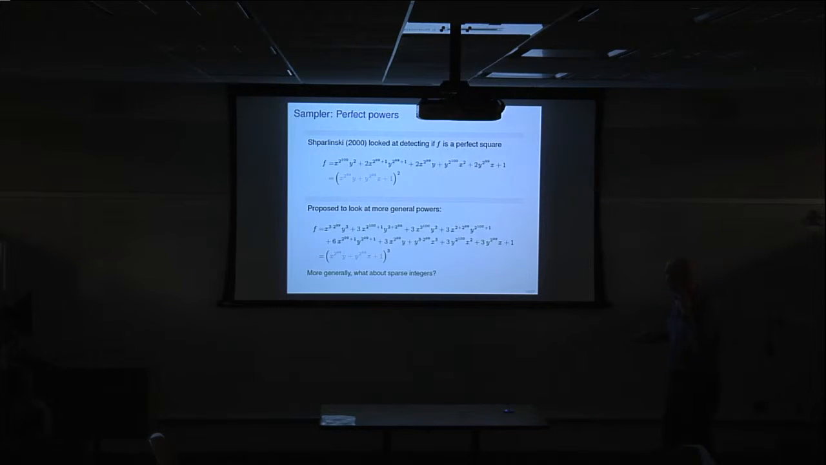He posed as an open problem to look at more general powers, and also proposed to look at something called sparse integers, which is basically the same thing, except where you had x to the i before, you now have 2 to the i in an integer. So the locations of the bits that are 1 define a sparse integer, and there's an analogous world of sparse integers. And so we looked at this problem: I give you an input f, and you determine whether or not it's a perfect power for some degree.